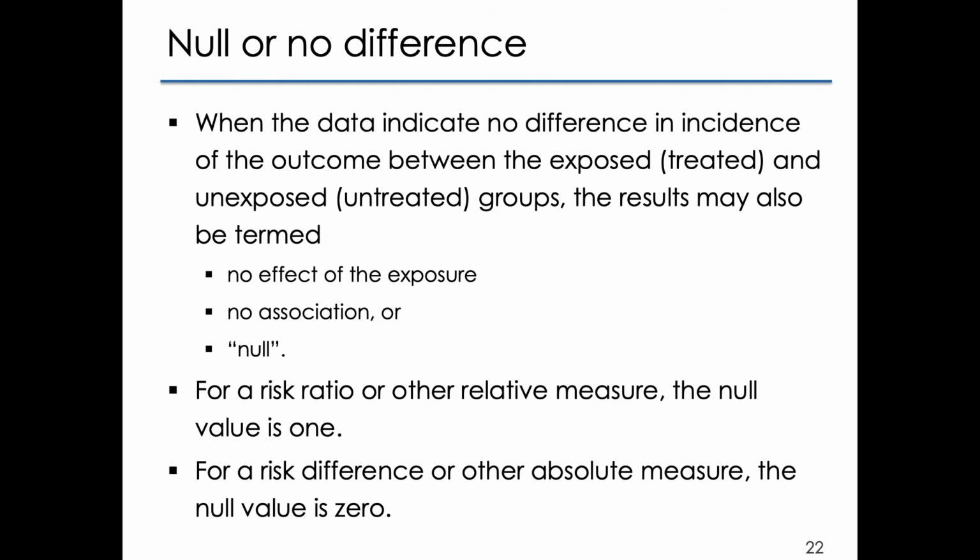And when we're talking about measures of association, the concept of a null or no difference quantity is very important. When the data indicate no difference in incidence of the outcome between the exposed or treated and the unexposed or untreated groups, the result may also be termed no effect of the exposure, no association, or null. So for a risk ratio or other relative measure, the null value is 1. For a risk difference or other absolute measure, the null value is 0.